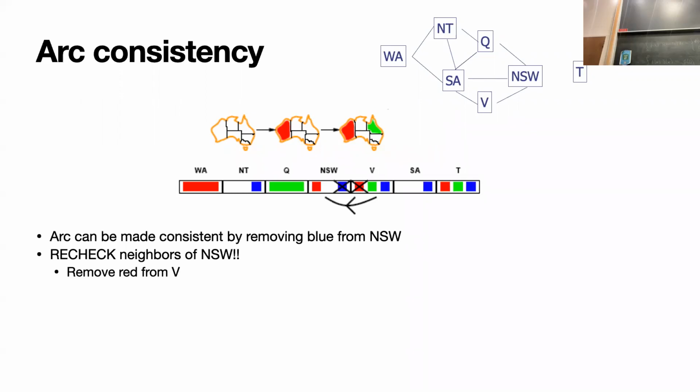If V is green, then again, we can also be red. However, since we've already deleted blue from New South Wales, if V is red, then there is no allowed value in New South Wales, so we have to remove it.